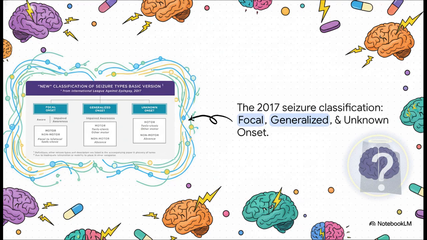Okay, so if we're going to treat these seizures, we have to know what kind we're dealing with. It's not a one-size-fits-all situation. This flowchart here shows the modern way we classify them, which was updated back in 2017. And the very first question you have to ask is, where did it start? Did it begin in one spot? That's focal onset. Did it start on both sides of the brain at the same time? That's generalized. Or do we just not know?